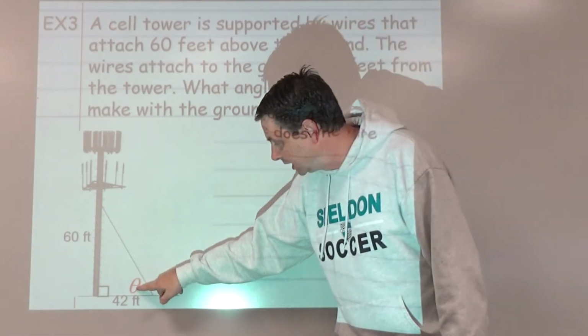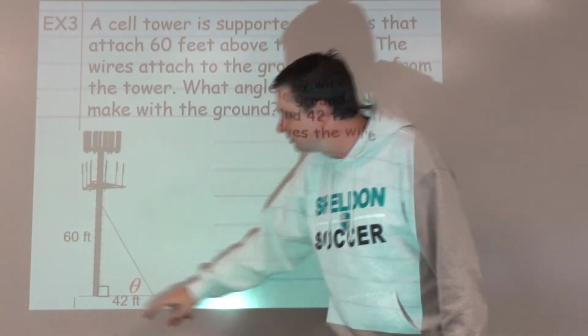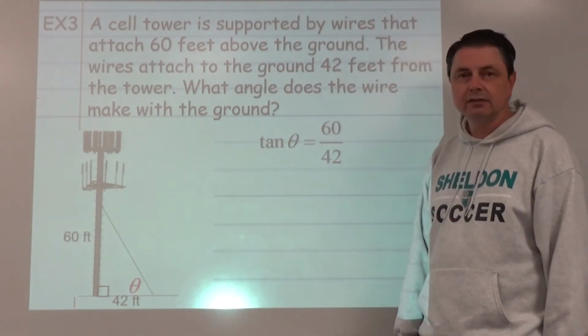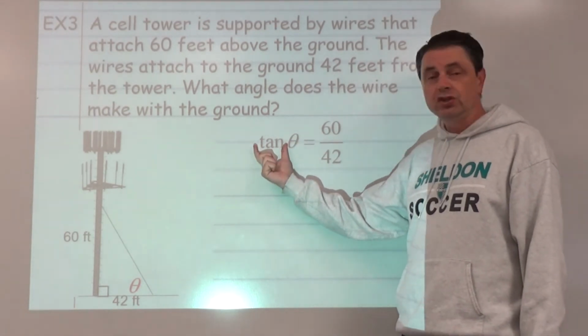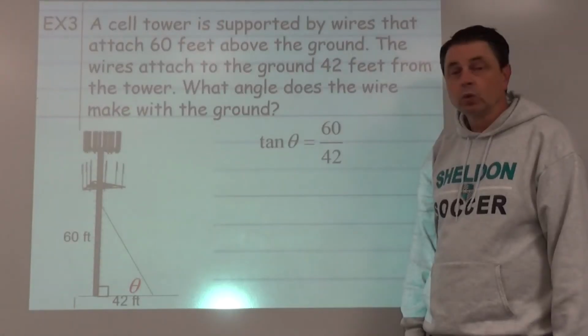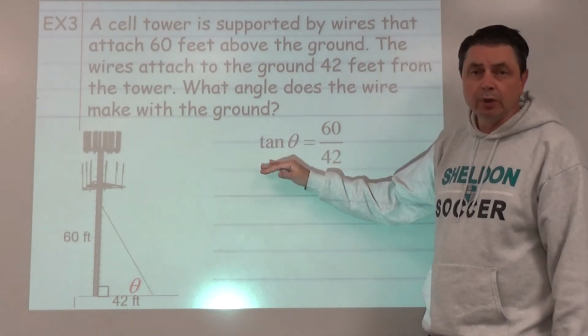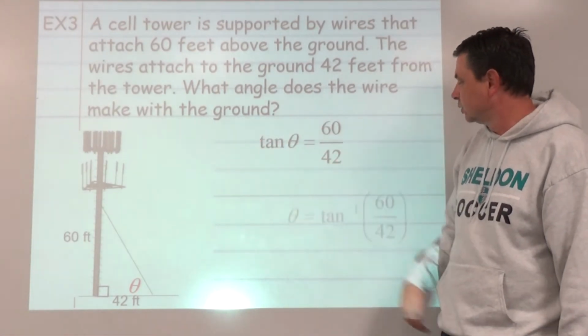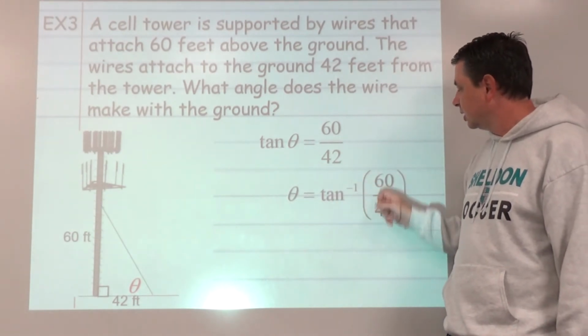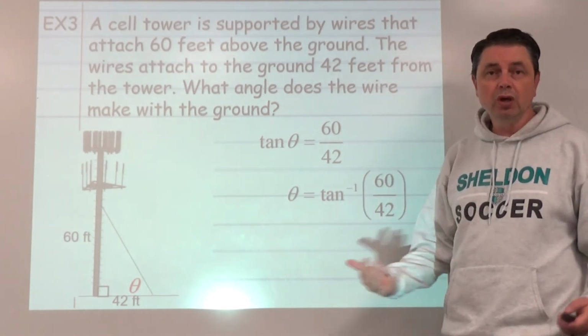Tangent of theta is equal to opposite divided by adjacent. We're trying to solve for theta, so undo and get rid of the tangent. We're going to do inverse tangent on both sides to get rid of the tangent, keep theta. Theta equals inverse tangent of 60 over 42.